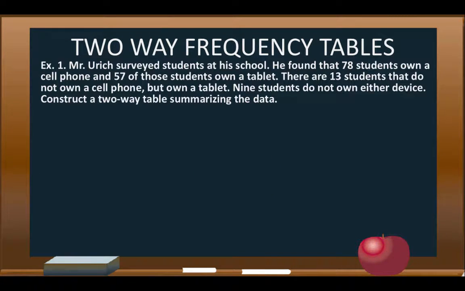So our first example says, Mr. Urich surveyed students at Shawnee Heights Middle School. He found that 78 students own a cell phone, and 57 of those students own a tablet. There are 13 students that do not own a cell phone but own a tablet. 9 students do not own either device. That's a lot of numbers and a lot of words that I just threw at you. So we're going to construct a two-way table to summarize the data, and then it'll be a lot cleaner and simpler to look at and understand.